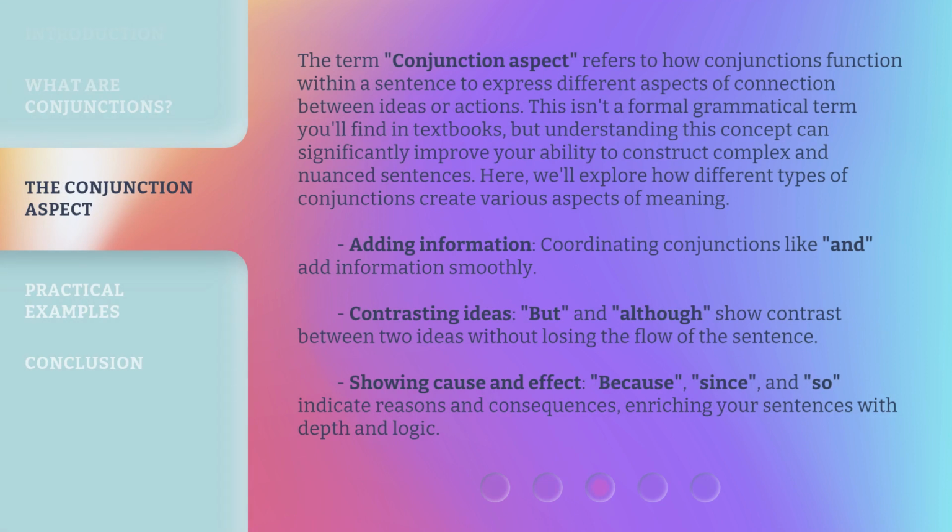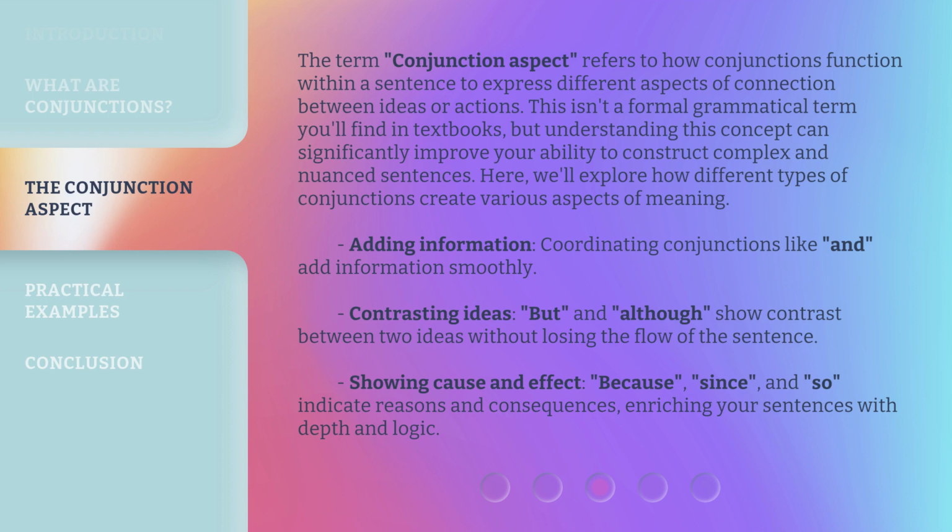The term conjunction aspect refers to how conjunctions function within a sentence to express different aspects of connection between ideas or actions. This isn't a formal grammatical term you'll find in textbooks, but understanding this concept can significantly improve your ability to construct complex and nuanced sentences. Here, we'll explore how different types of conjunctions create various aspects of meaning.